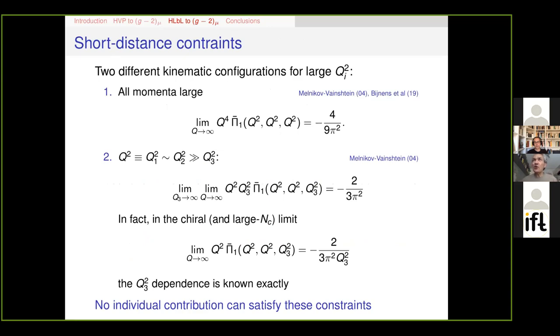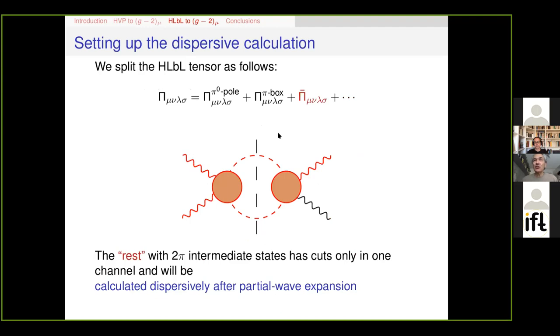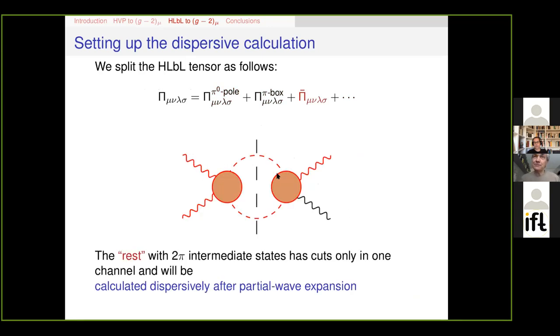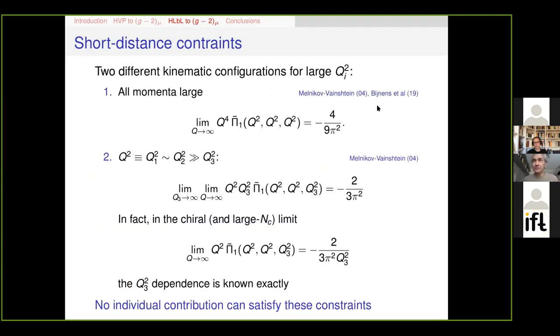There's another important point here, which has been known in the literature for a long time and discussed at length, namely short distance constraints. So what is the short distance behavior of the whole object, the whole four-point Green function of the electromagnetic current? This has been analyzed by Melnikov and Weinstein and then more recently by Bijnens and his group. And there are two different regimes: one where all momenta are large, and then the limit for large momenta looks like this to leading order. And then the famous Melnikov-Weinstein limit, where you take only two large momenta, much larger than the third one. In fact, in this case, because of a non-renormalization theorem concerning the axial anomaly, Melnikov and Weinstein showed that in the chiral and large-N_c limit, this behavior here is exact. There are no corrections.